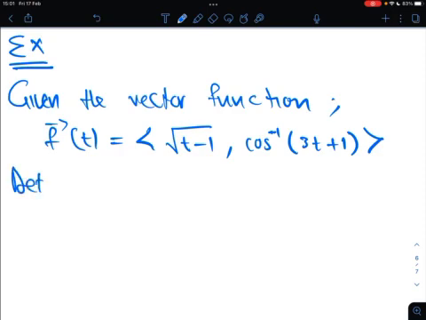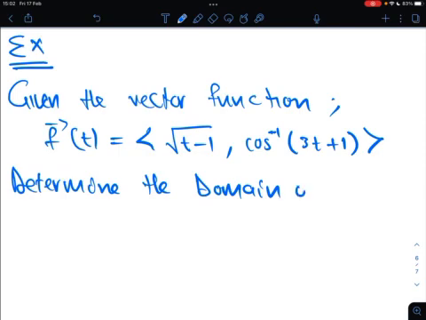Determine the domain of f(t). So this is a typical question that you can get in an exam where you are asked to find the domain of a function like this one.